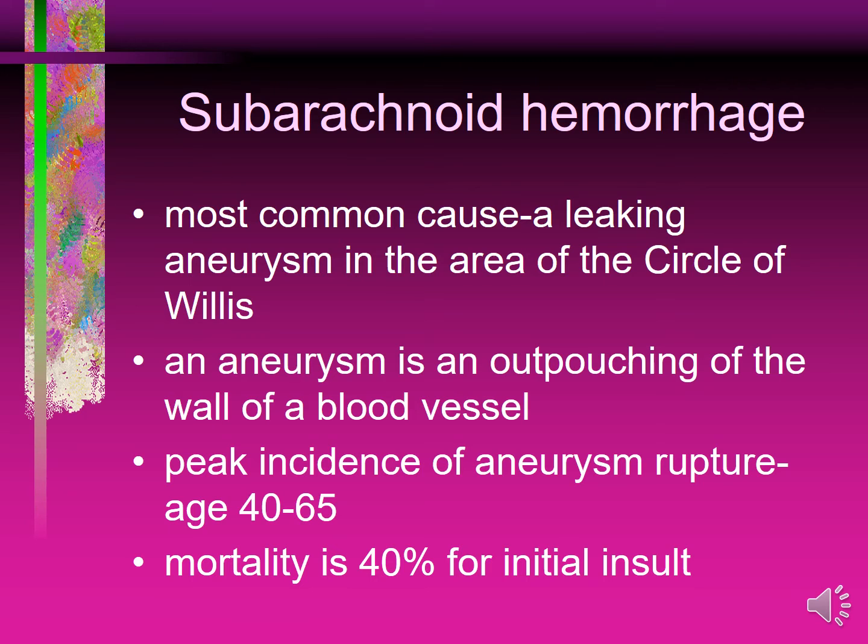The peak incidence of aneurysm rupture for most patients is between 40 and 65 years old. And the mortality rate is usually about 40% for the initial insult. These, unfortunately, do not give you a lot of warning, and once an aneurysm ruptures, you don't have much time to get them to the OR and repair that aneurysm. So it's very difficult to save these patients.